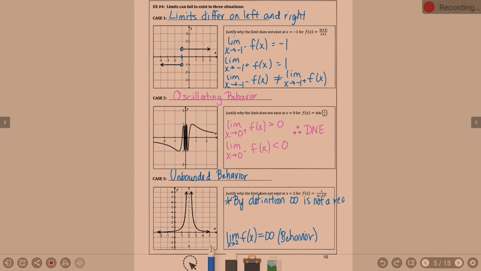And at the bottom of the previous page, I said something about L having to be a real number, the limit having to be a real number. I threw that in. This is the catch, okay? So by definition, it's not a real number. And so thus, infinity is a behavior. So again, generally speaking, we're going to say the behavior tends to infinity. Okay?